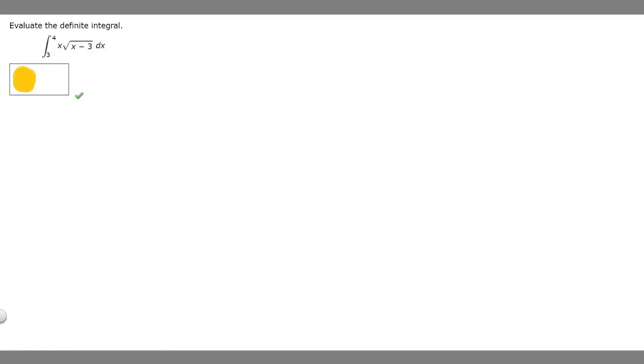So in this problem we're told to evaluate the definite integral from 3 to 4 of x times the square root of x minus 3 dx. So first thing that we should do is realize, since we're using u substitution, we've got to decide what u is going to be. Since we have the square root of something, we should probably choose what's on the inside to be our u. So we're going to set u equal to x minus 3.